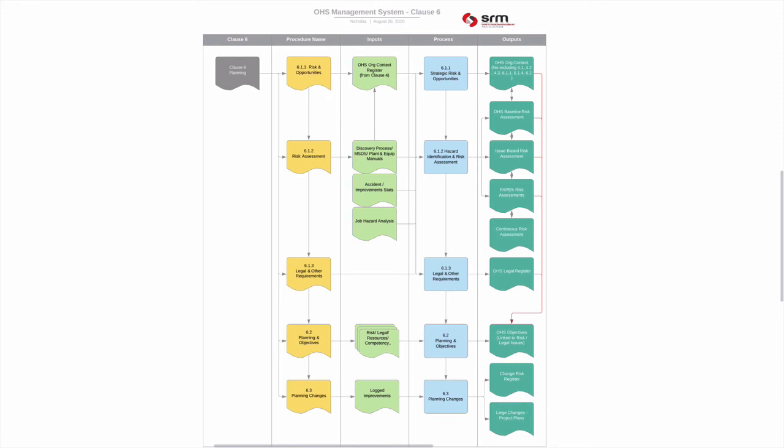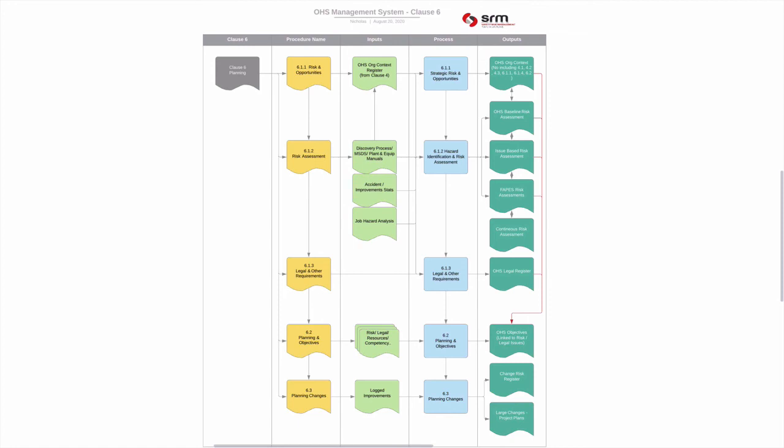There, I generally integrate clauses 6.1.4 and 6.2 together so that the planning to take action and setting objectives is actually linked. So some of the inputs there is your risk register, your legal register, resources and competencies, and those can be pulled through to an objectives and plan.